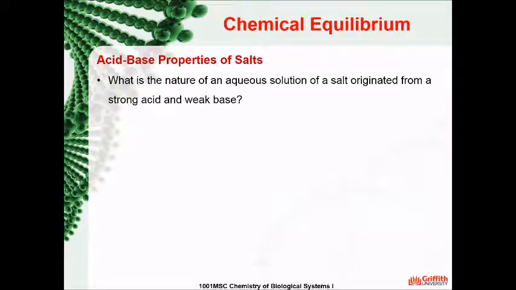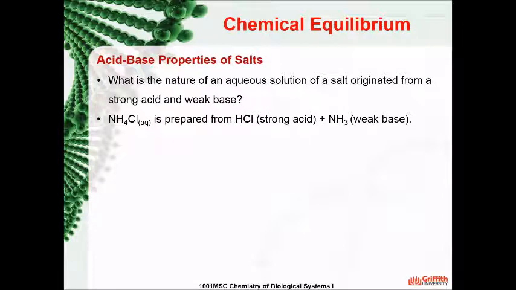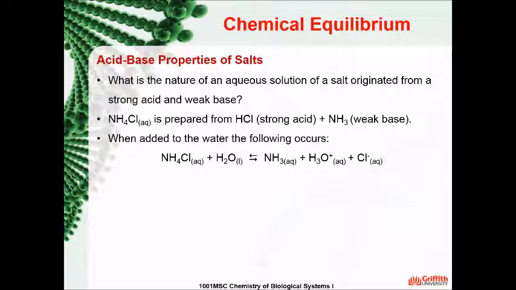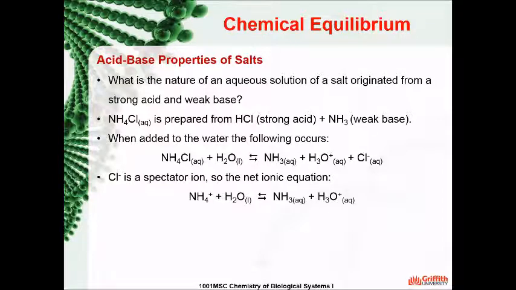What is the nature of an aqueous solution of a salt originating from a strong acid and a weak base? Ammonium chloride is prepared from hydrochloric acid plus ammonia. When added to water, the following occurs: ammonium chloride plus water in equilibrium with ammonia plus hydronium ion plus chloride ion. The chloride ion is a spectator ion, so the net ionic equation will be ammonium ion plus water in equilibrium with ammonia plus the hydronium ion.